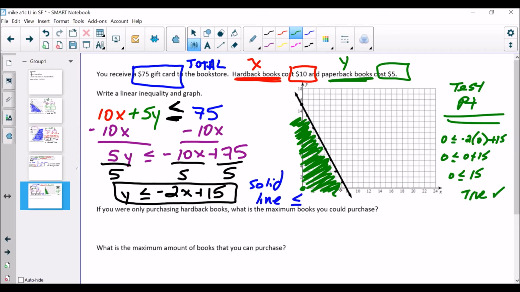Now, hopefully one thing you notice about this particular graph is that we only have the first quadrant. And hopefully we recognize here that because there's no such thing as a negative amount of hardback books or a negative amount of paperback books, we don't have to necessarily worry about any negatives here.